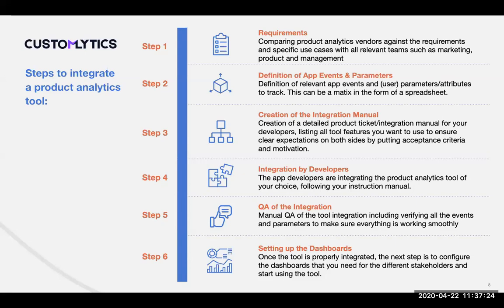And then we get to step number 6, which is, now the hard part is over. Step number 6 is you setting up the dashboards in the tool. Once you know that the tool is integrated properly, and that the amount of events and screen visits you see in the tool can be trusted, you go ahead and build the dashboards to answer all the questions that you came up with in step number 1. And this is kind of where the loop closes.